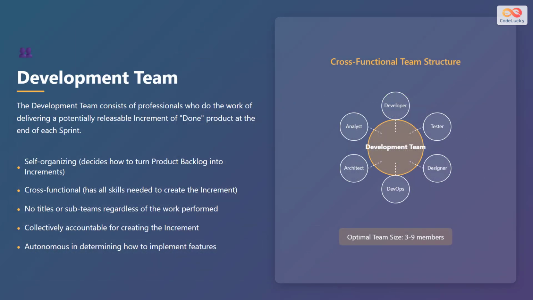The development team is a group of professionals responsible for delivering a potentially releasable increment of done product at the end of each sprint. Characteristics of the team are self-organizing, as the team decides how to turn the product backlog into increments, and cross-functional, as it has all skills needed to create the increment. There should be no titles or sub-teams regardless of the work performed. Each member should be collectively accountable for creating the increment and be autonomous in determining how to implement features. It's good to have a cross-functional team structure of developer, tester, designer, DevOps, architect, and analyst, with an optimal team size of 3 to 9 members.